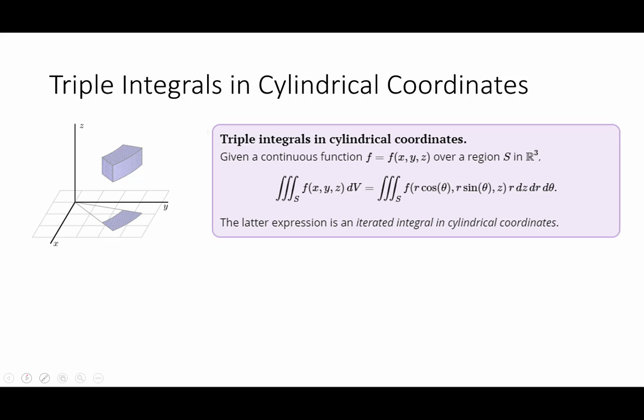Okay, so if we're integrating a triple integral in cylindrical coordinates, again, we have to be careful. If you remember back in double integral land and integrating in polar coordinates, when you converted your function, you also had to multiply by r. It's the same thing with cylindrical coordinates. And again, it's because we're changing our rectangular boxes.